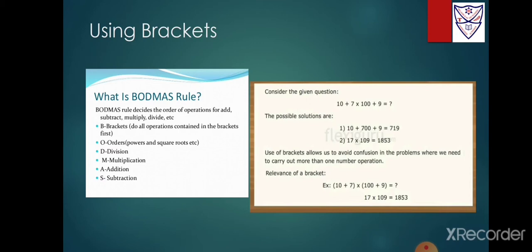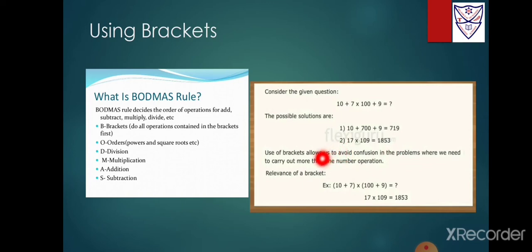Consider the given question. 10 plus 7 multiply 100 plus 9 equals how much? Now students, first, in this question brackets are not there. So it can be solved like this: 10 plus 7 multiplied by 100, 700, plus 9, that is equal to 790. And it can also be solved as 10 plus 7, 17, 100 plus 9, 109. 17 multiplied by 109 is equal to 1853.